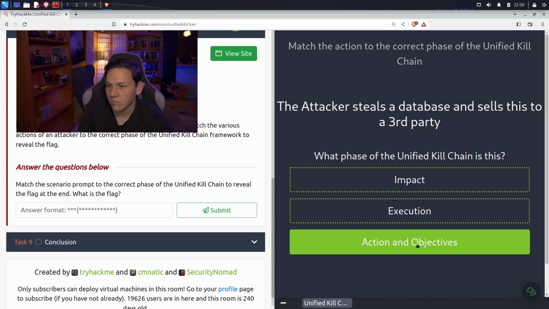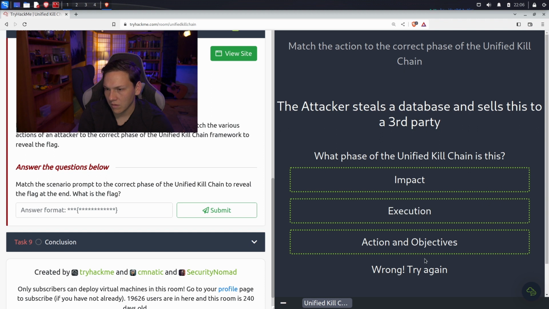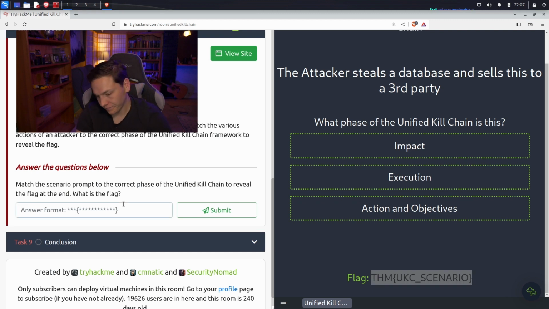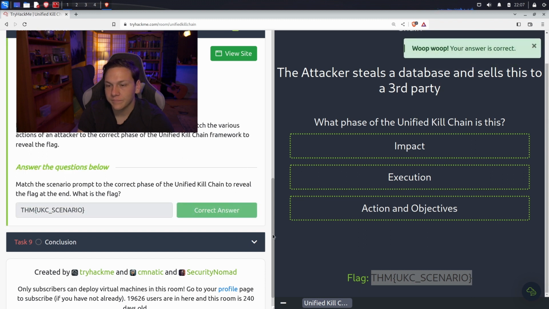No. Impact. No. Execution? No. Action and objectives? Hello? There we go. The flag came down below and I couldn't see it. Boom, baby.